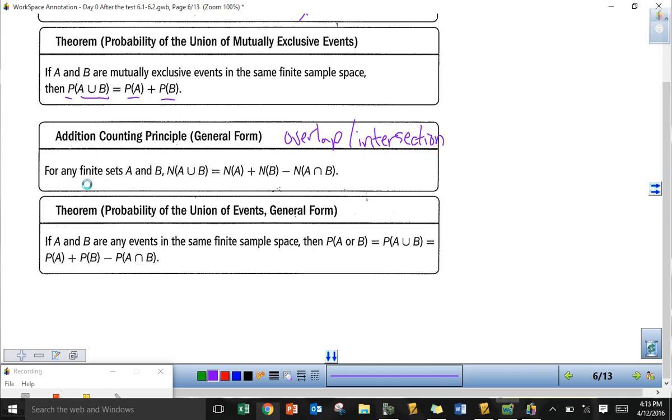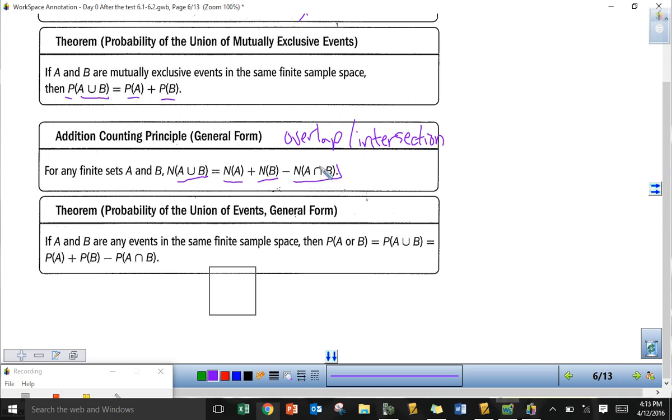Again, given 2 events, 2 finite sets, A and B, the number in the union is going to be equal to the number in the first event plus the number in the second event. But notice we have something else added on here. We're subtracting off A intersect B. Remember, the upside down U means intersect. We're subtracting off the intersect.